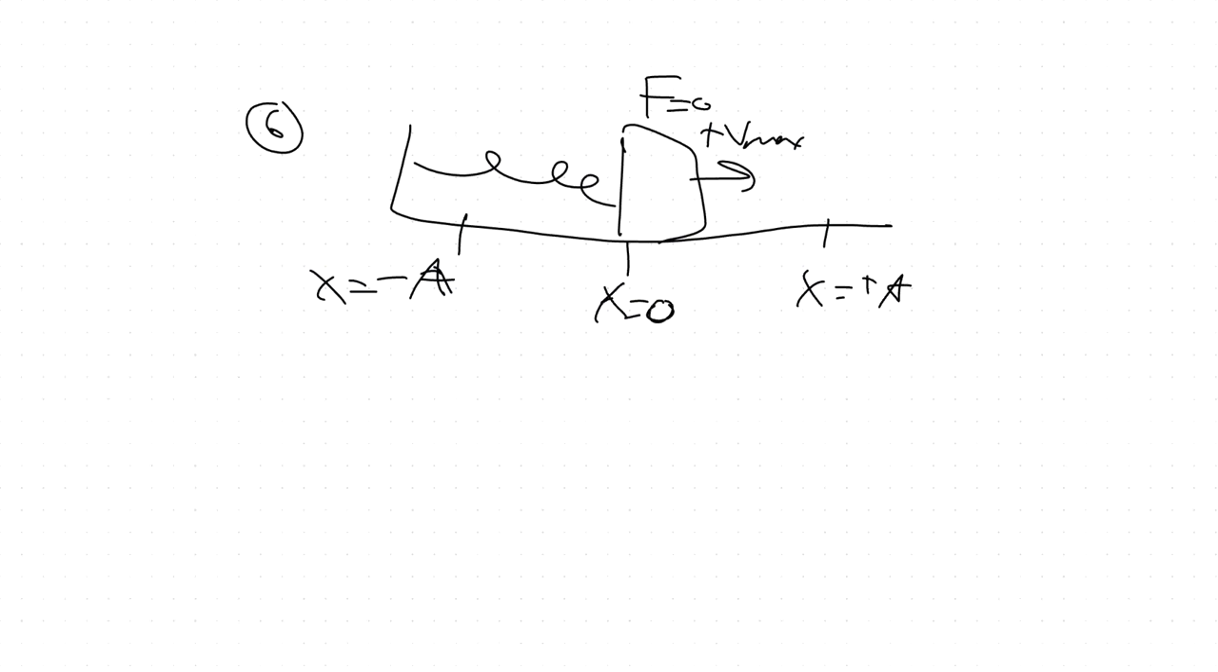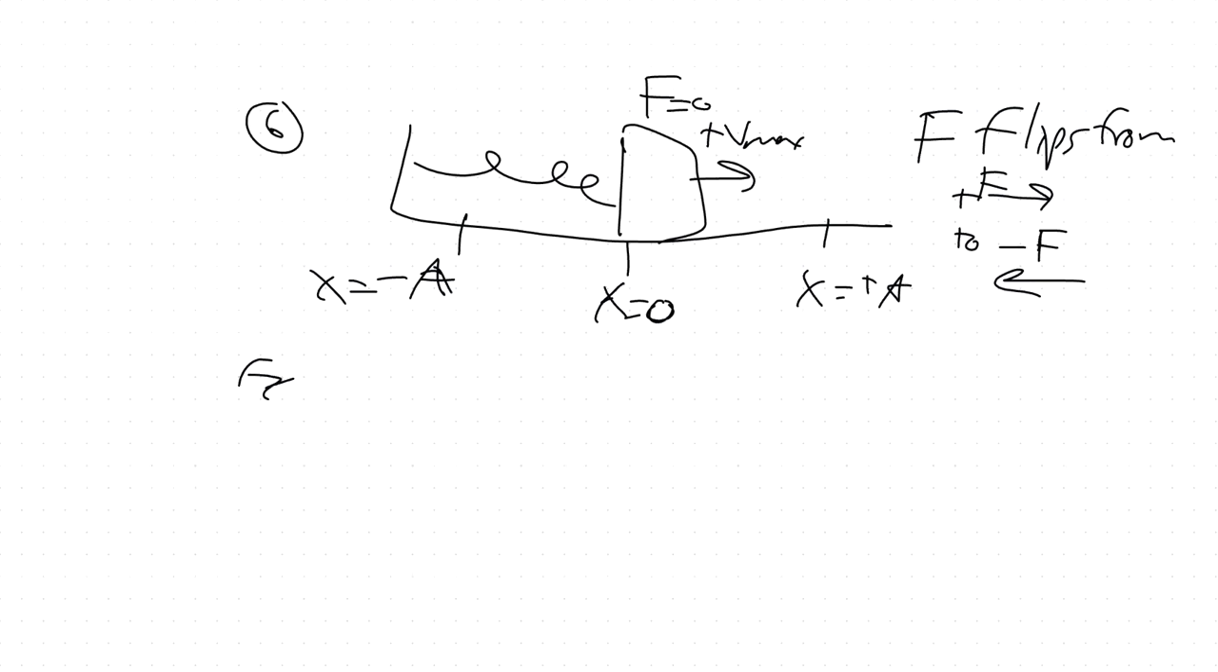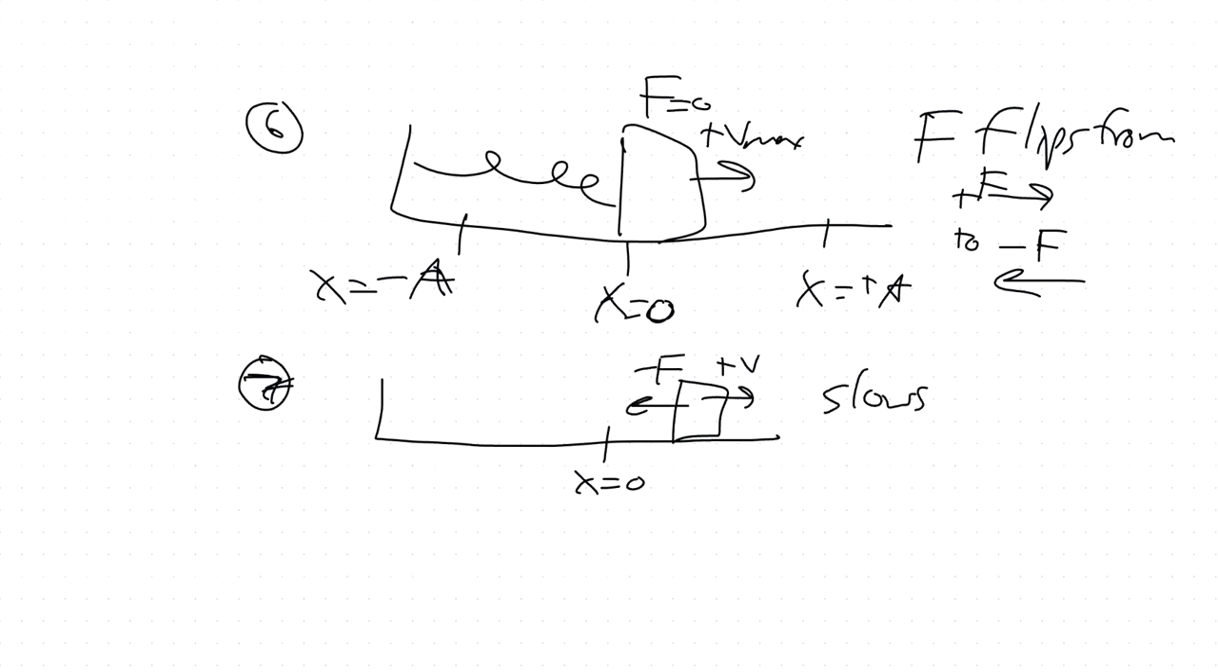F flips direction here from positive F to negative F, right? Because after it moves to equilibrium, it's now going to move to the right. So notice what I'm doing is that I'm meticulously showing what's happening to each quantity. Here I know it's moving to the right, but I know the force is to the left. So it slows down, right? Because these are opposite each other.